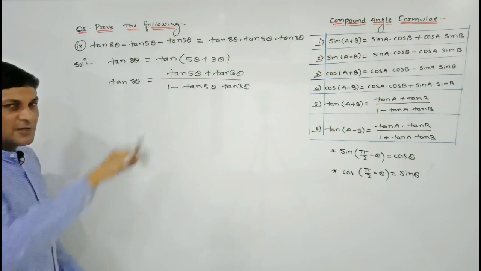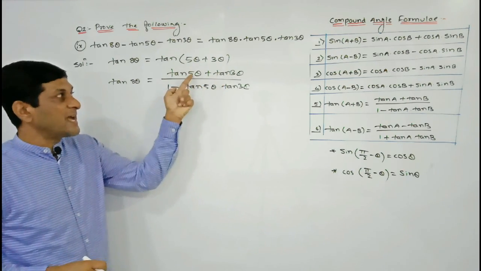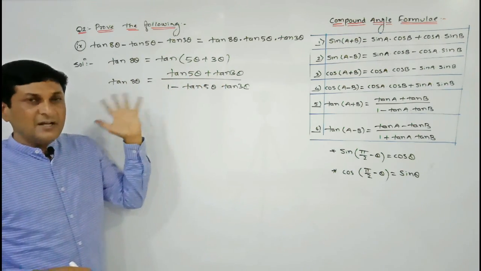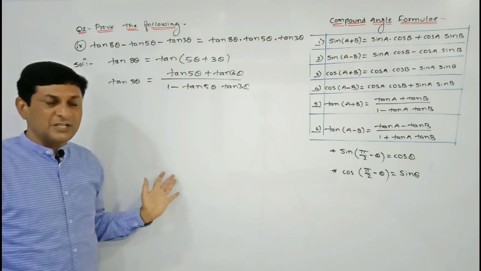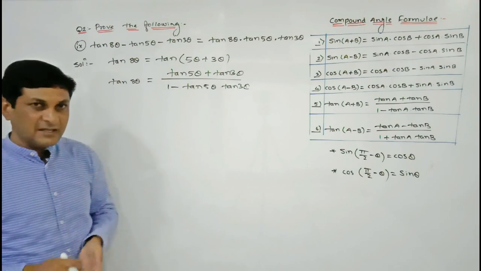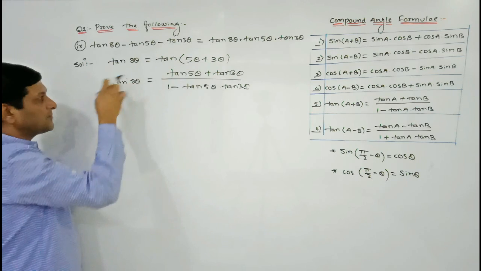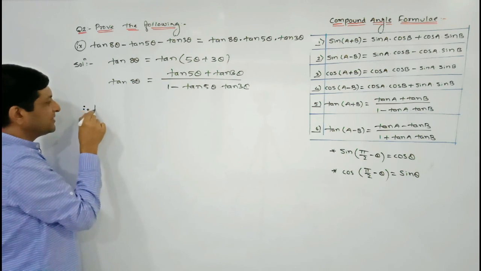Now we will observe that we have got one equation in terms of tan 3θ, tan 5θ and tan 8θ. Now we have to simplify this equation till we get our required result. So to get our required result, let us simplify it. This term will get multiplied on this side. So on this side, what will we get here?